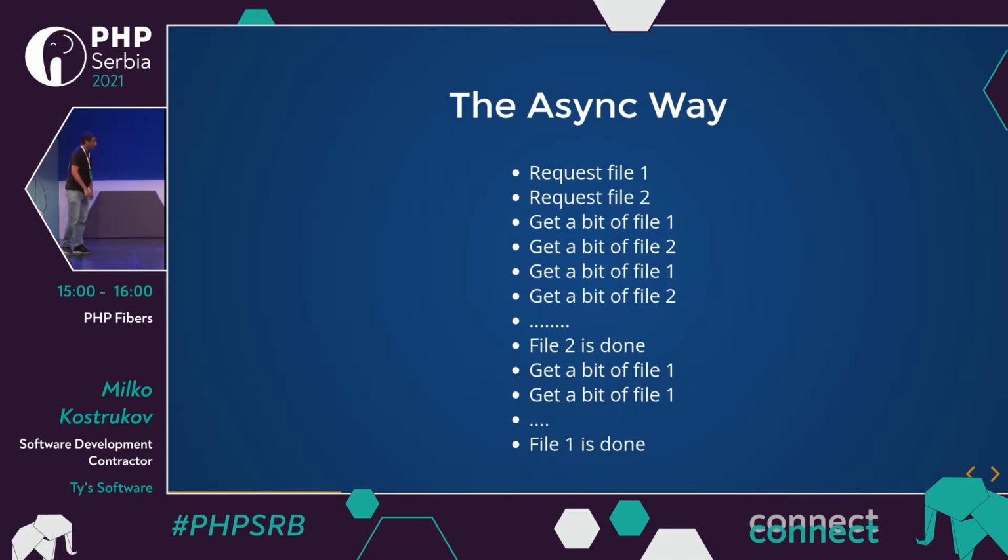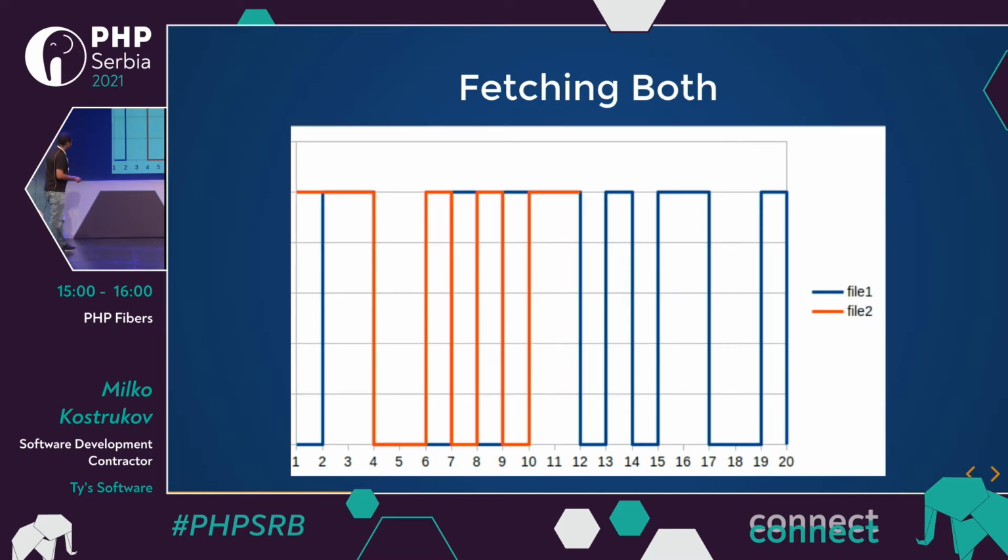Okay? So the question is, can we do something while we wait? Instead of waiting for file 1, can we just have a bit of file 1, have a bit of file 2, and this is the asynchronous way. We request file 1, we request file 2, then we get a bit of file 1, then a bit of file 2, then a bit of file 1, and so on. Then file 1 is done. It starts to look like this: simultaneous download for a total of 20 units of time. And yeah, so we saved 12 units of time, because our download takes as long as the longest download. Okay.